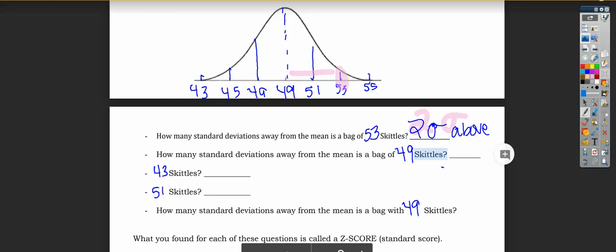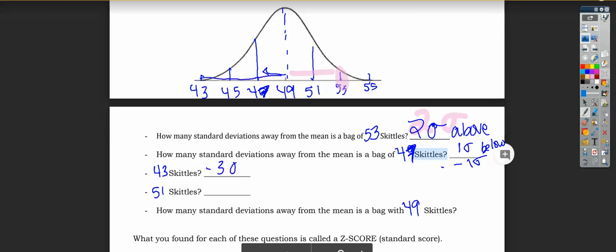How many standard deviations is 47 bags? 47 bags is one standard deviation away, right? So I can say one standard deviation below, or I can just say -1 standard deviation. That way I know it's going below. How about 43 Skittles? How many standard deviations away is that? Well, that's 1, 2, 3.